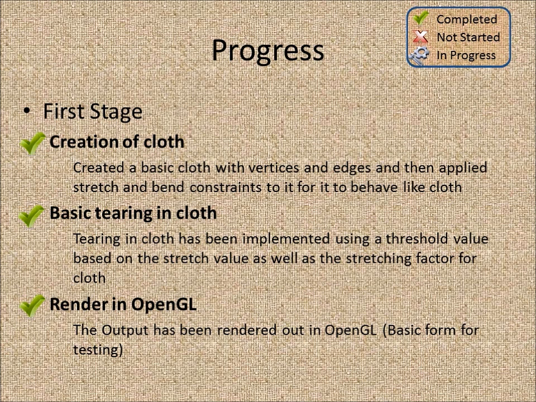Up till now, we have created a basic cloth structure with vertices, edges, and faces. We apply stretch constraint to maintain length between edges and also apply bend constraint to ensure that bending of the cloth between edges and faces is handled correctly. We have successfully implemented basic tearing simulation in cloth. The output is currently being rendered out in OpenGL.